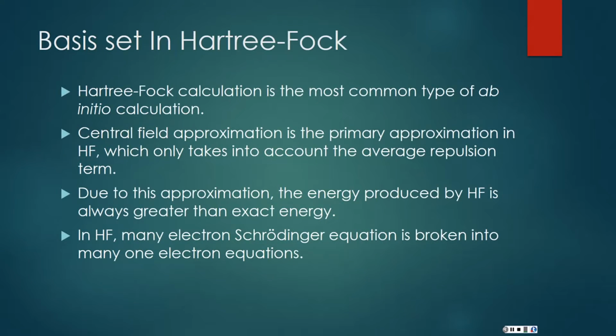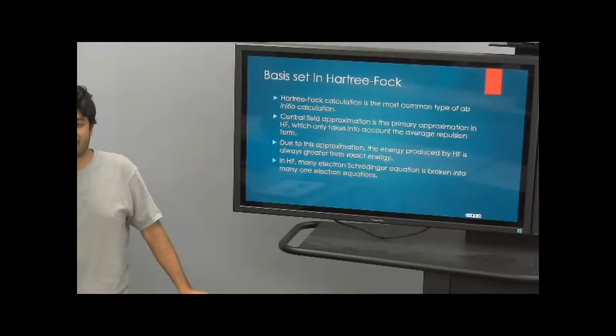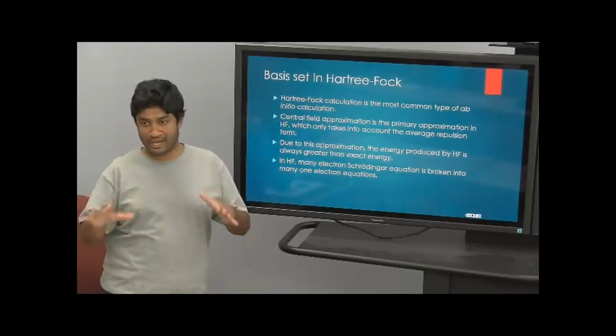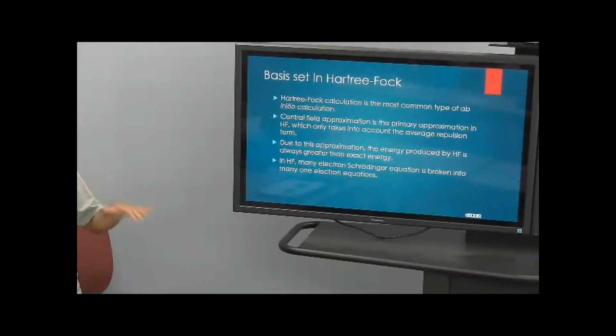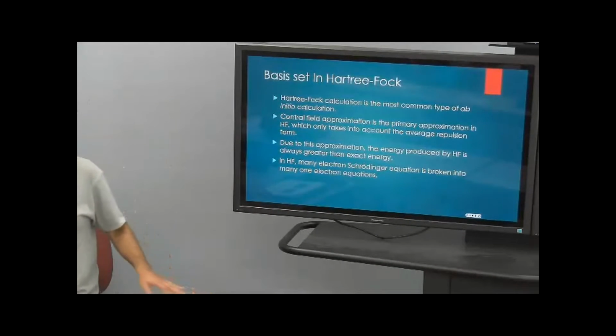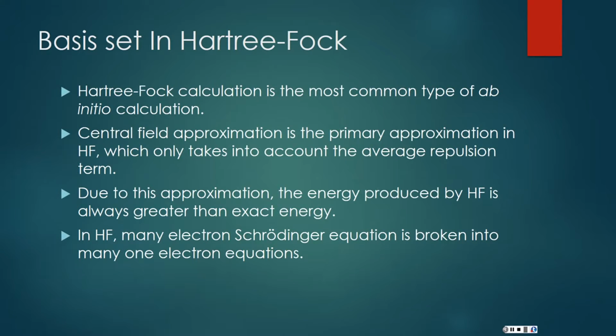So where does this basis set come from? Actually, Hartree-Fock calculation is the most common type of ab initio calculation. The best part of Hartree-Fock is that the many-electron Schrodinger equation is broken into many one-electron Schrodinger equations, and the solution of each one-electron Schrodinger equation yields these basis functions, and the accuracy of the calculation depends upon the flexibility of these basis functions.